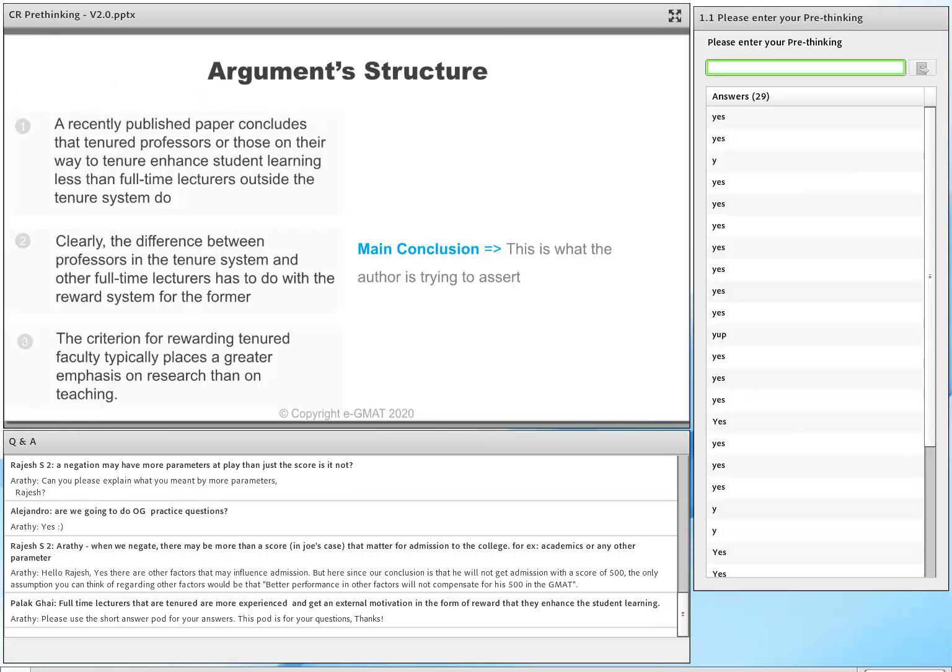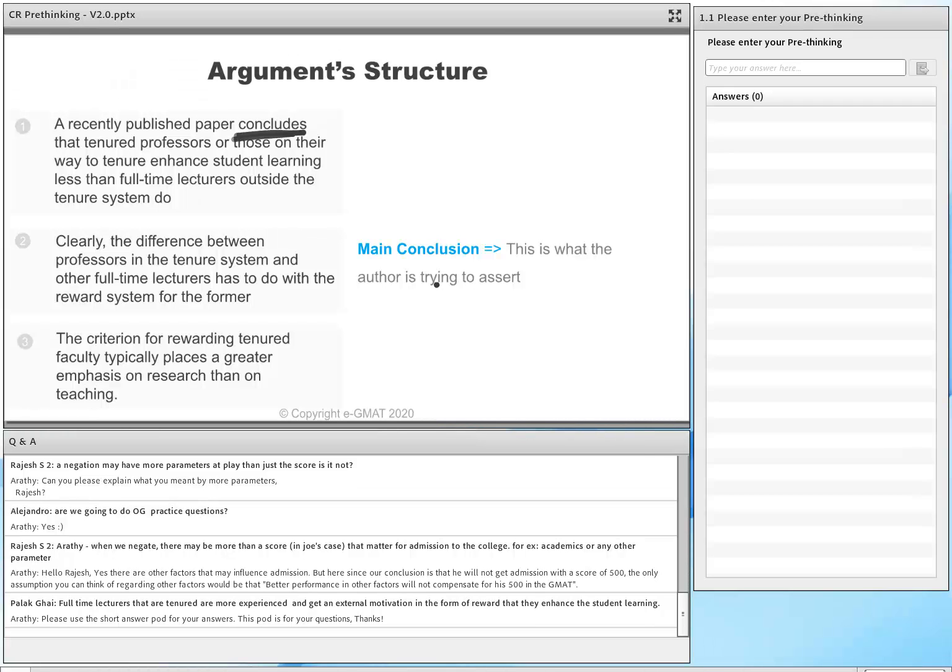Another piece that a lot of people say is they look at this word concludes and say statement 1 must be the conclusion. For those folks who think that because of the word conclude, statement 1 should be the conclusion, remember the conclusion is always by the author of the argument. This word concludes is by the paper. We don't care what someone else concludes. What we care about is what is the author claiming? What is the author trying to make you believe? And when you look at this, it's statement 2 over here.